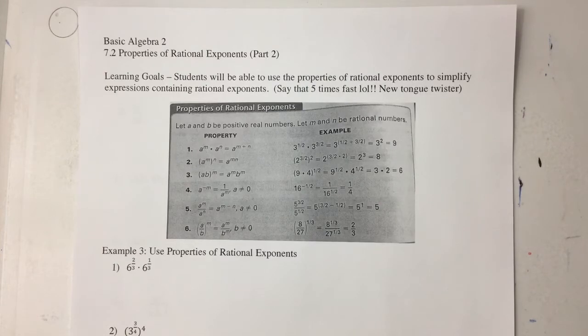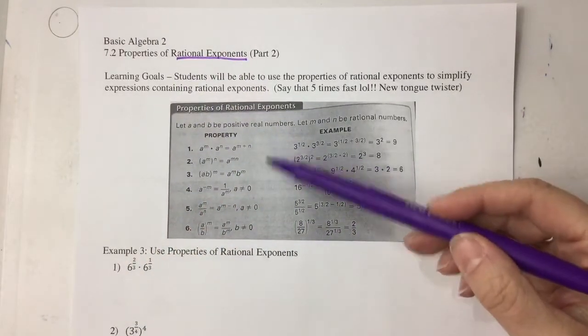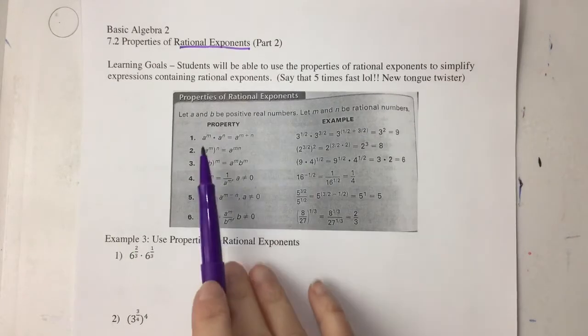Today we are going to look at the second part of section 7.2. We're going to work on some rational exponents and looking at some of the different properties. Now you'll notice that these properties are very, very similar. In fact, they're the same as the properties of exponents that we studied earlier during the school year. We'll just kind of walk through these.